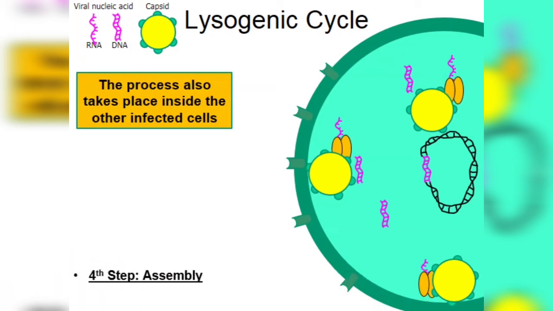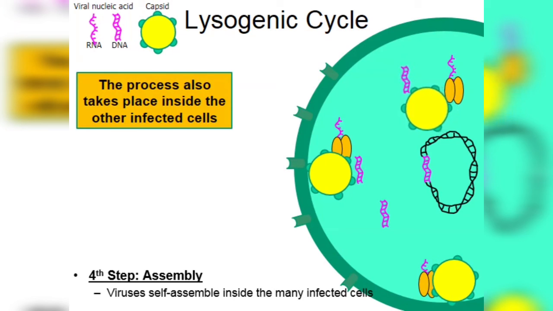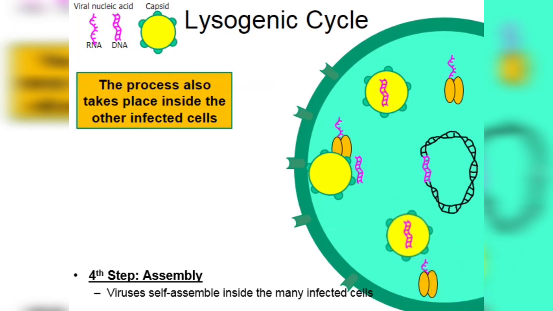And so we come to stage 4, called assembly. The parts of the viruses that have been created will self-assemble. Here we see DNA and a capsid coming together to make a new virus. Here we see DNA and a capsid coming together to make a new virus. And finally, the third virus is created.